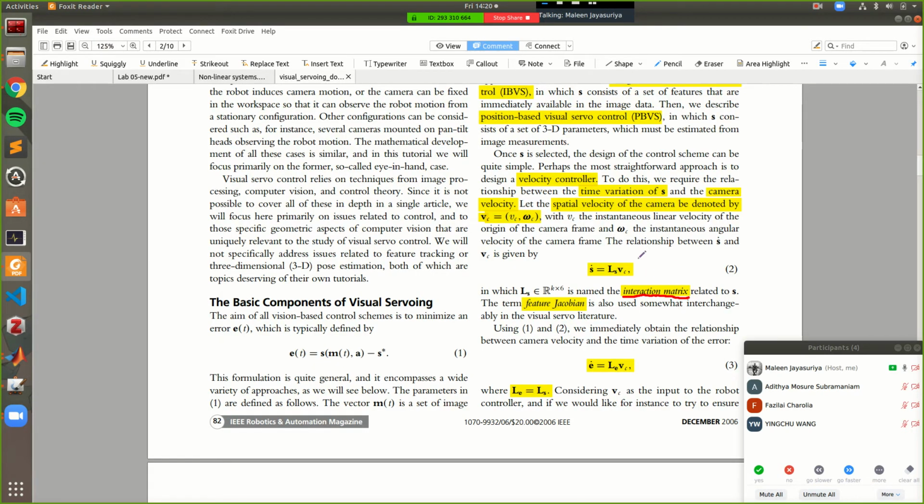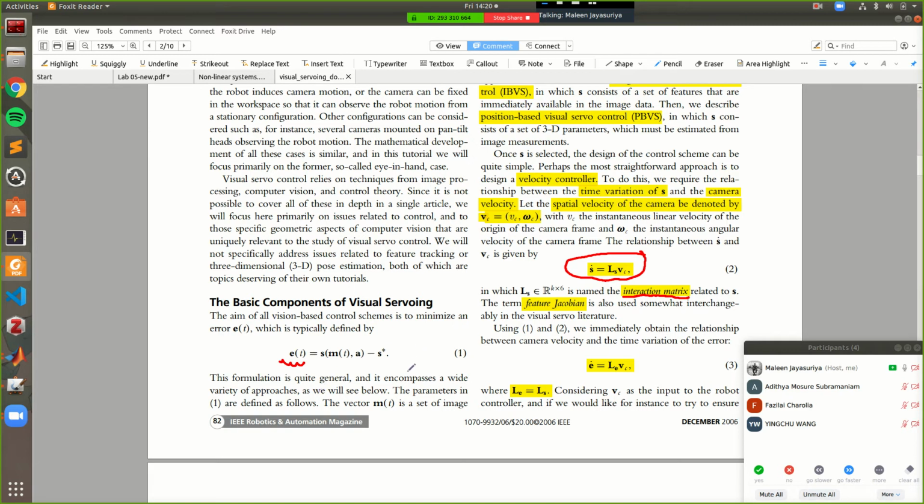So we have this relationship, right? So we have a nice relationship between the changing values of the velocity and how it affects the change in features. But what do we need for the control? We need to relate this VC with the change in the error, right? Kind of like in the PID situation.